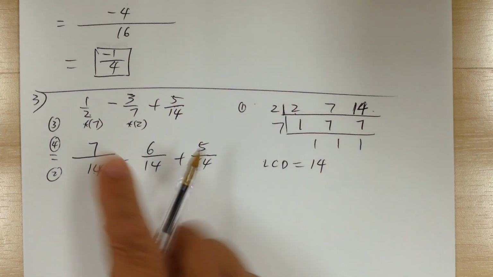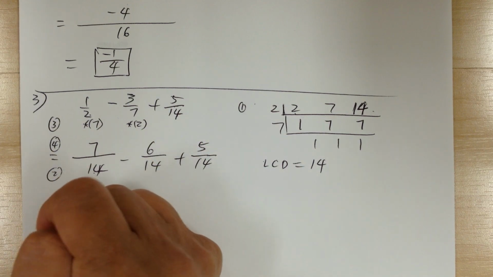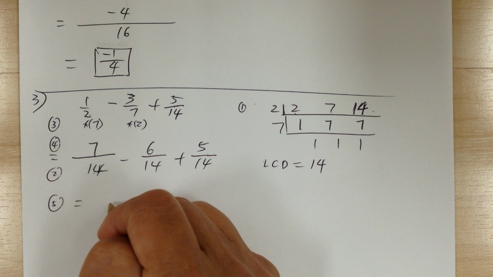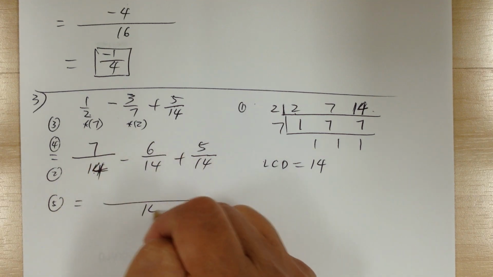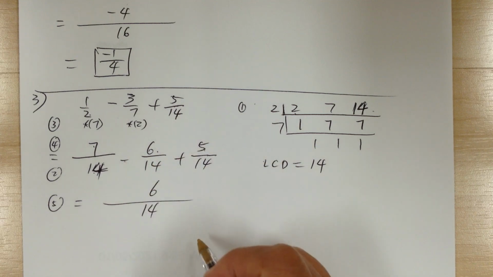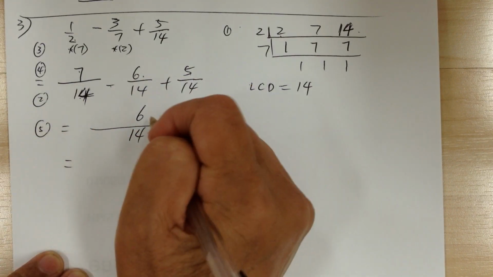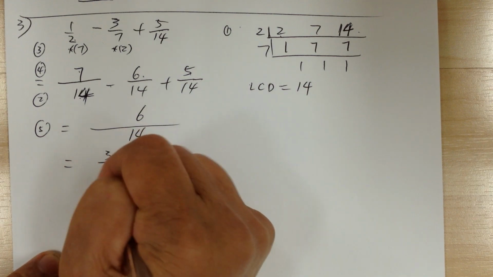So step 3, figure out what you need to multiply. Step 4, go and multiply out. Then step 5, you can go ahead and combine everything together. So 7 minus 6 gives you 1, plus 5 will give you 6. Then after that, you can reduce. We divide by 2, so you get 3 over 7.